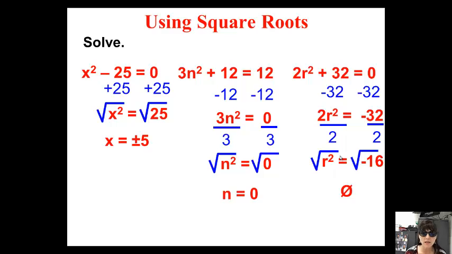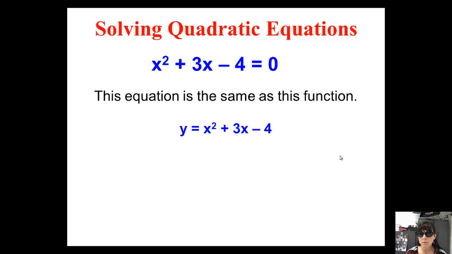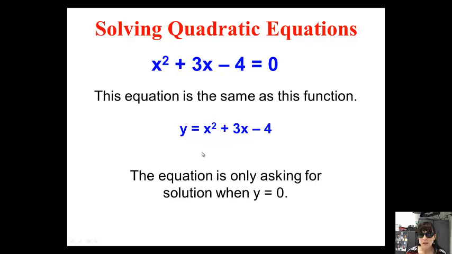Now let's use this information in a little bit to solve quadratic equations. We're going to start out pretty basic. I gave you x squared plus 3x minus 4 equals 0. This is the same equation that we've been using, y equals x squared plus 3x minus 4. The only difference is I substituted 0 for y. Why did I do that? Well, this equation is only asking for a solution when y is 0. So this is going to help us figure out what x is, because we know what y is, 0. What is x when y is 0? When y is 0, we're finding our, good job, our x-intercept.